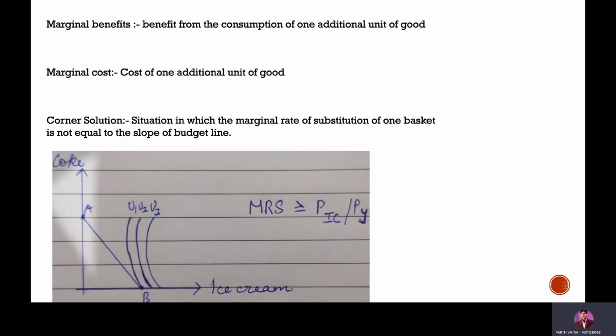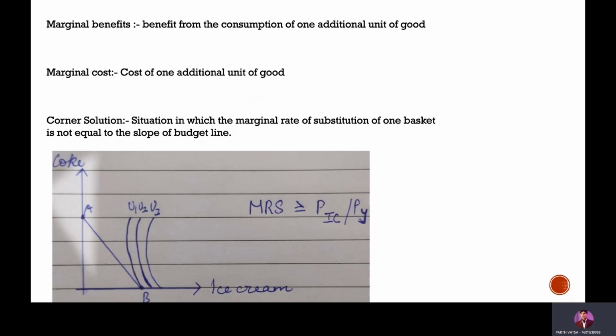Now what is a marginal benefit? Marginal benefit is the benefit from the consumption of one additional unit of a good. What is a marginal cost? Marginal cost is the cost of an additional unit of a good. By this, I mean that if till now you were purchasing 51 goods and now you are going for a 52nd good, the benefit you get from purchasing that 52nd good would be your marginal benefit, and the cost incurred in purchasing that 52nd good would be your marginal cost.